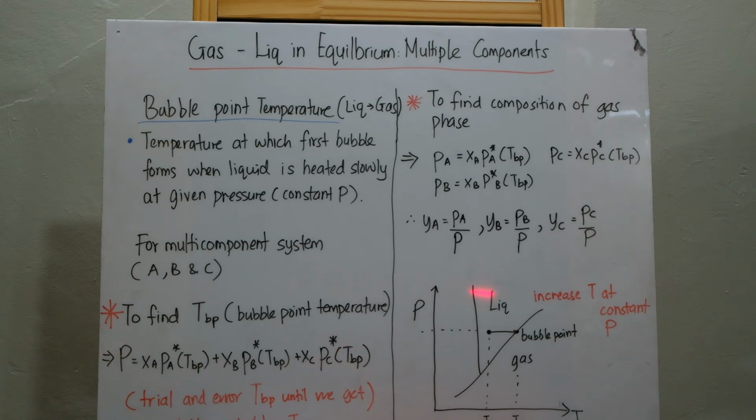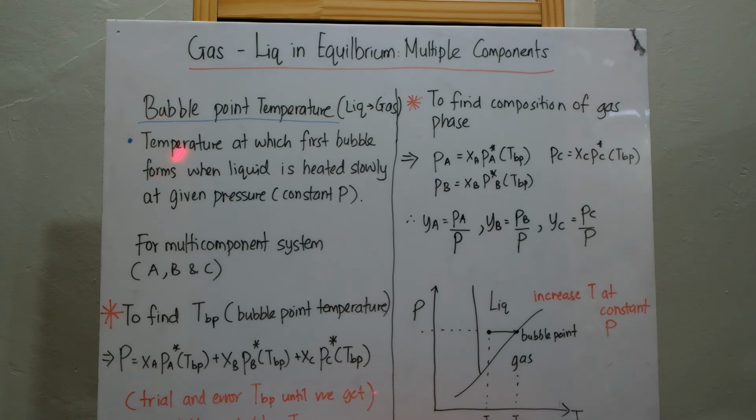Right. So that's it for bubble point temperature calculation. To find bubble point temperature, you have to do trial and error using this equation. I will show you how to do this later in our tutorial.